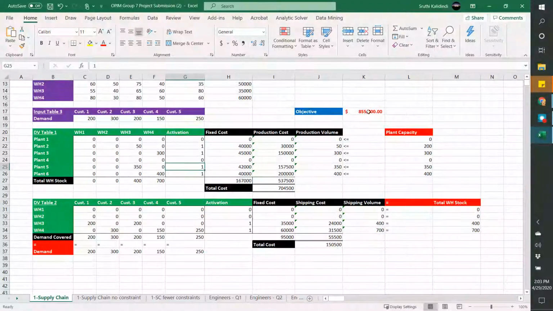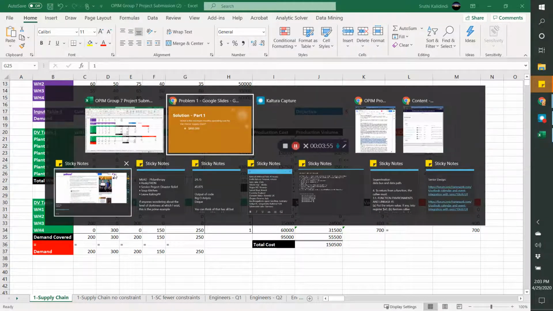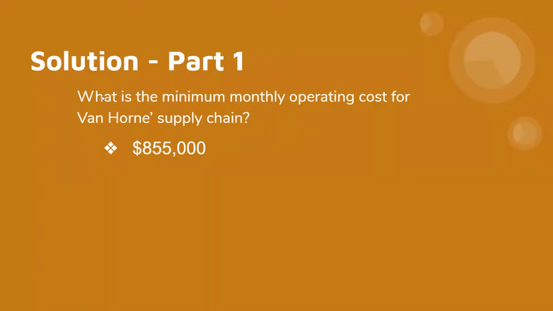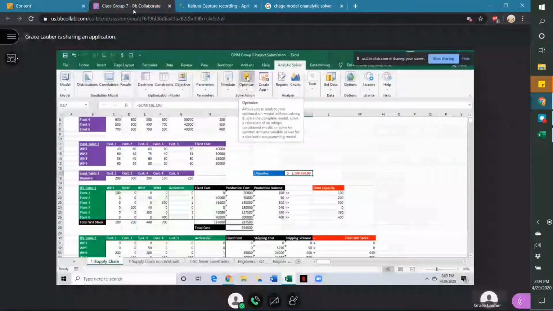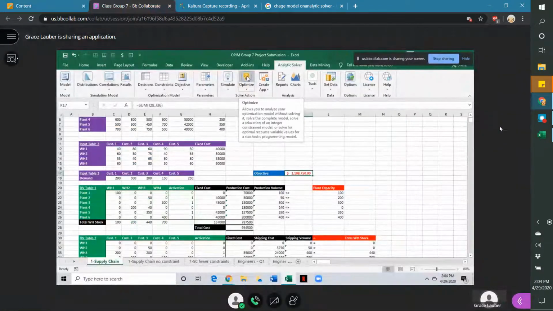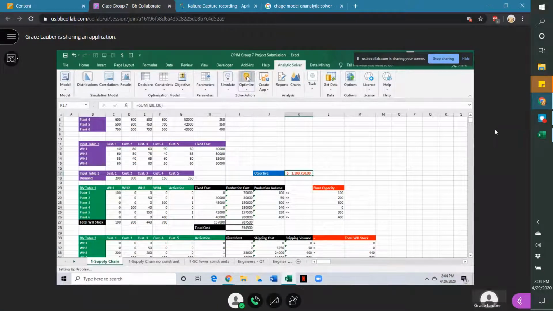And when we optimize, see, this is already optimized, but I'm going to be moving to a screen so we can show it actually being optimized. So we have random variables, and then we're going to see it optimized. And as you see, the solution is 855,000.